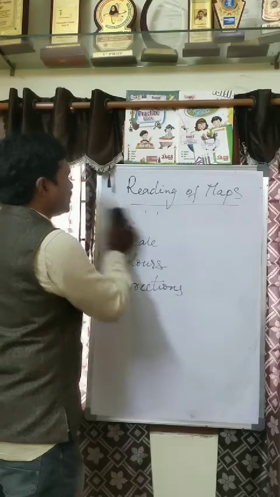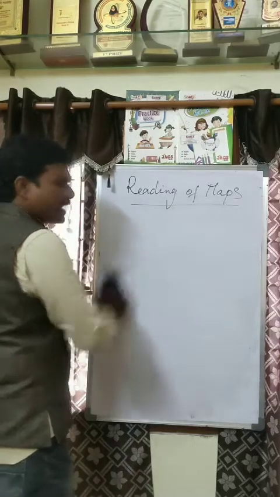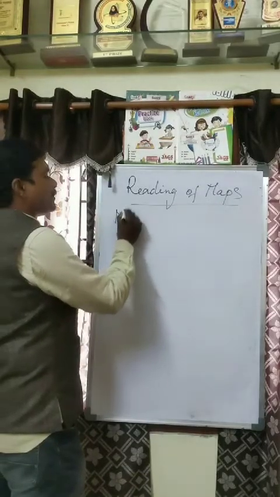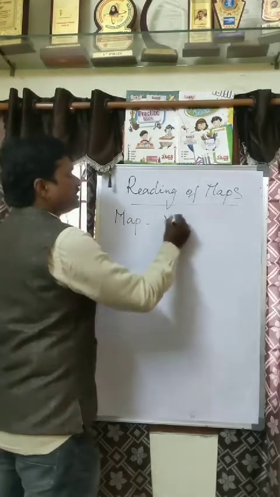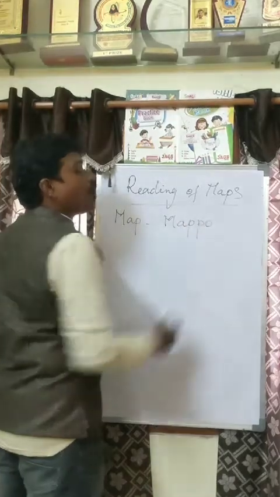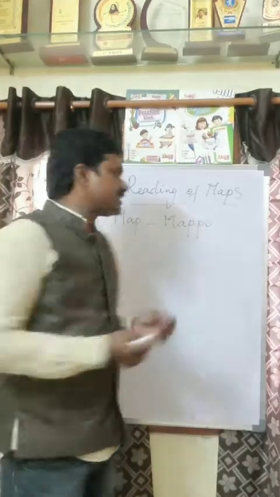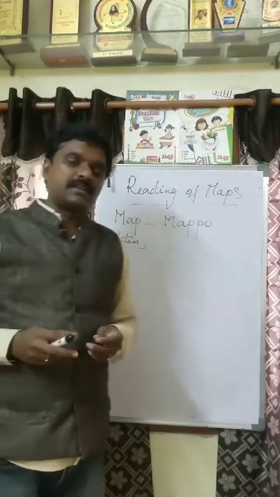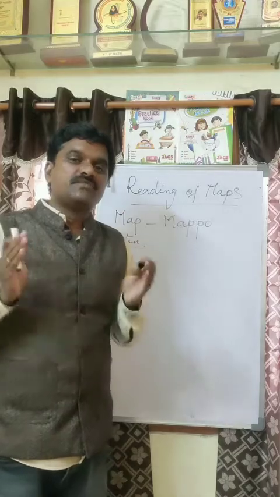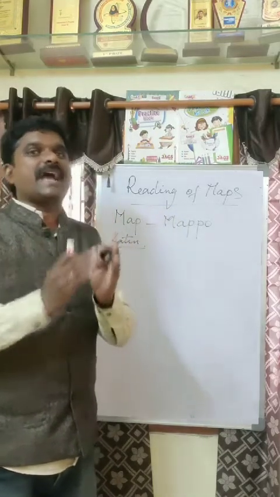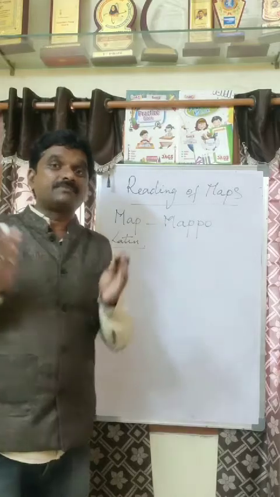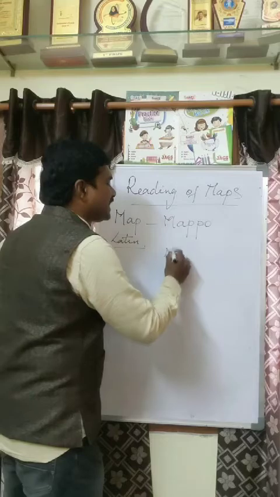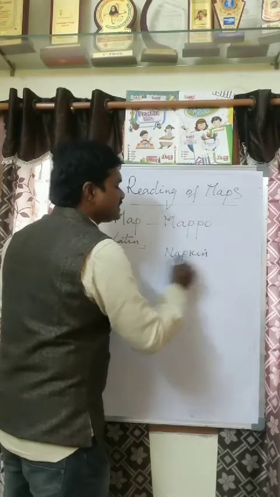So dear students, now sir, what is map? Map, if you observe, dear students, is derived from the Latin word mappo. Sir, what is a mappo? It is a Latin word. One more important question. From which word is the word map derived? The word map is derived from the Latin word mappo, which means napkin.